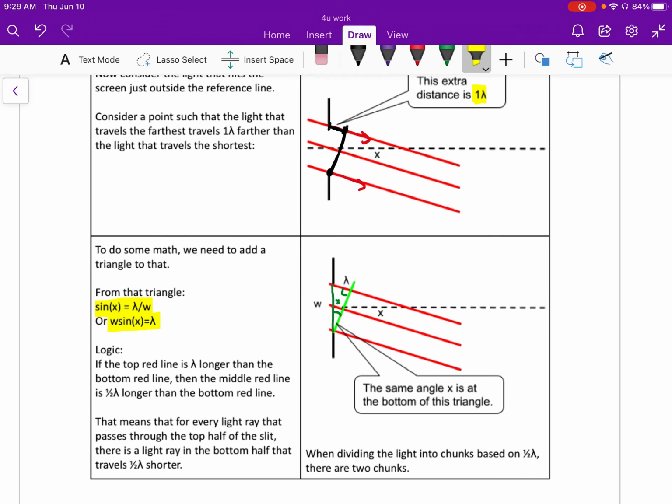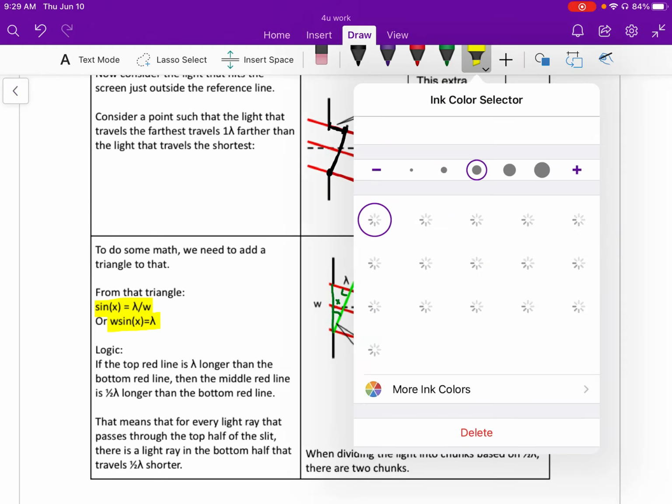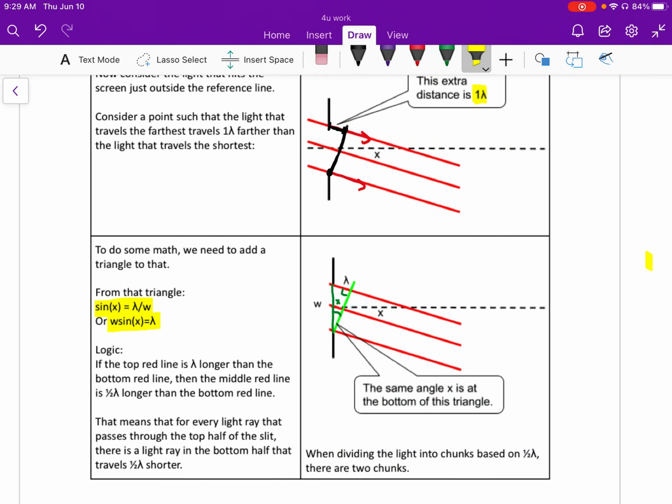So that's our math. Now here's the logic. If the top line travels one full wavelength farther than the bottom line, that means that the middle line, on purpose I'd added a middle line, this middle one, is only half a wavelength longer than the bottom line.